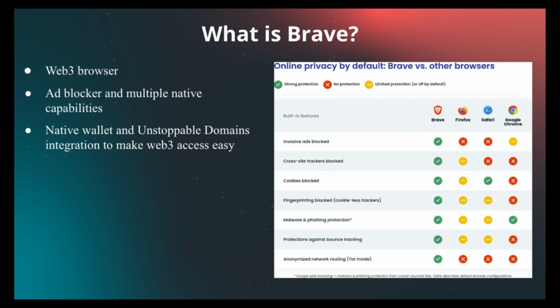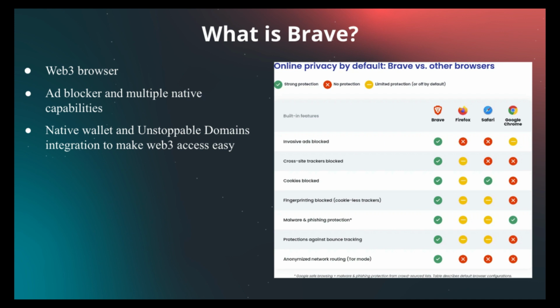It's a model that is going into a crisis right now, I guess we could say. So, the Brave browser is a Web3 browser, so it has a lot of native capabilities that help users navigate through Web3 dApps, for example. They offer a native wallet, which is the Brave wallet. They have Unstoppable Domains integration, so you can easily go into websites that are listed in those domains.